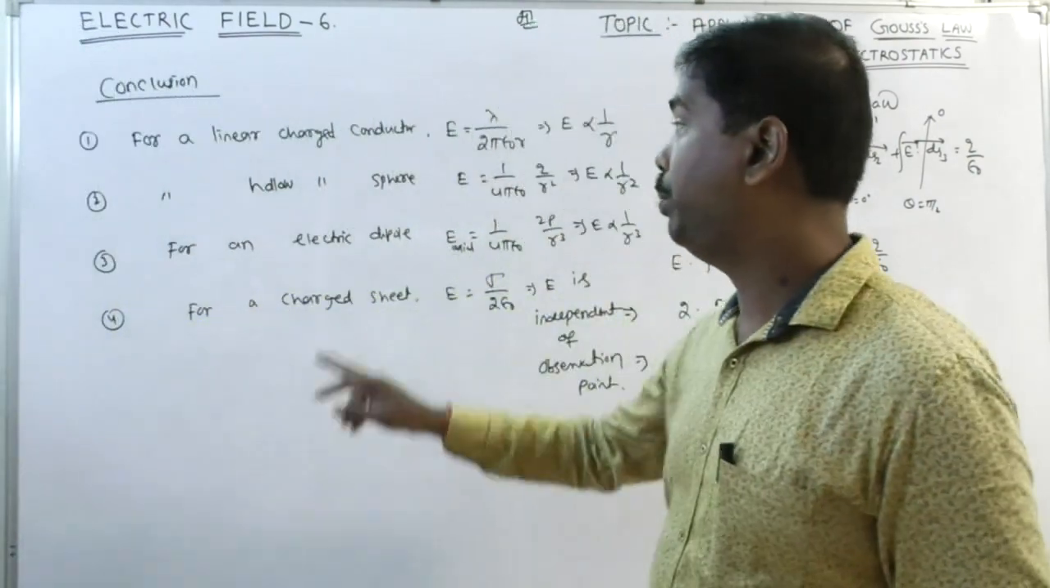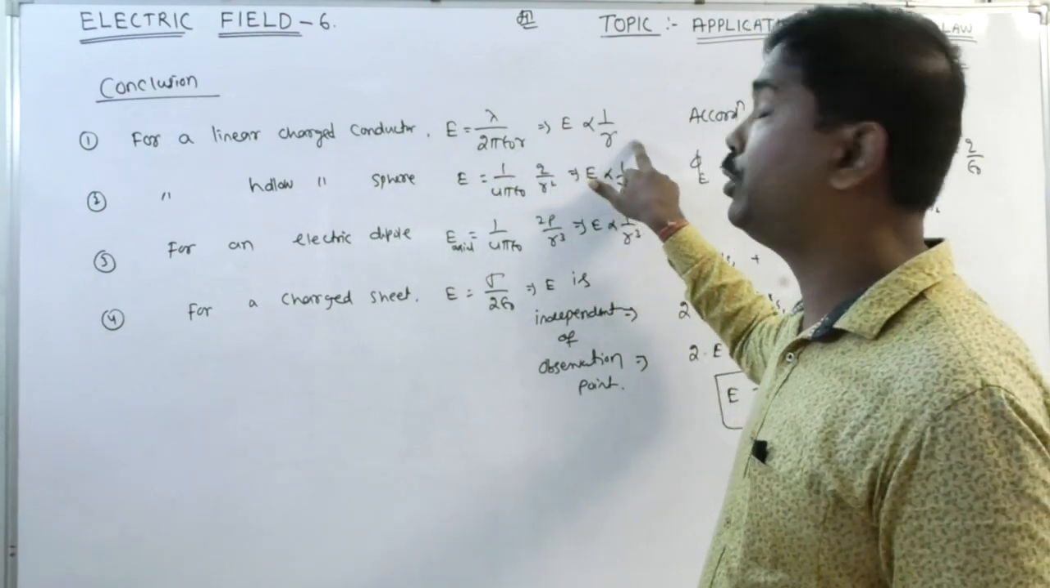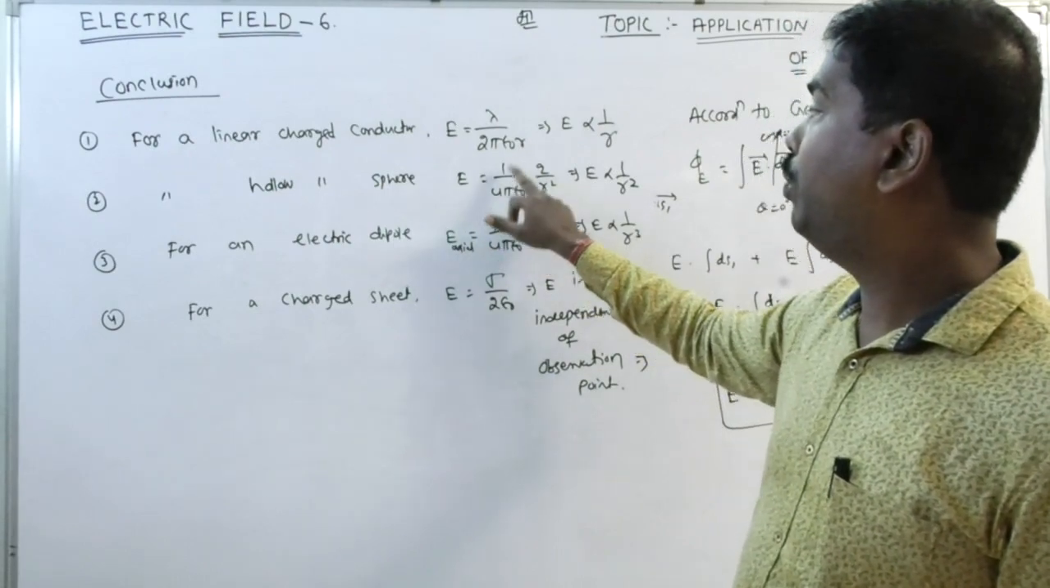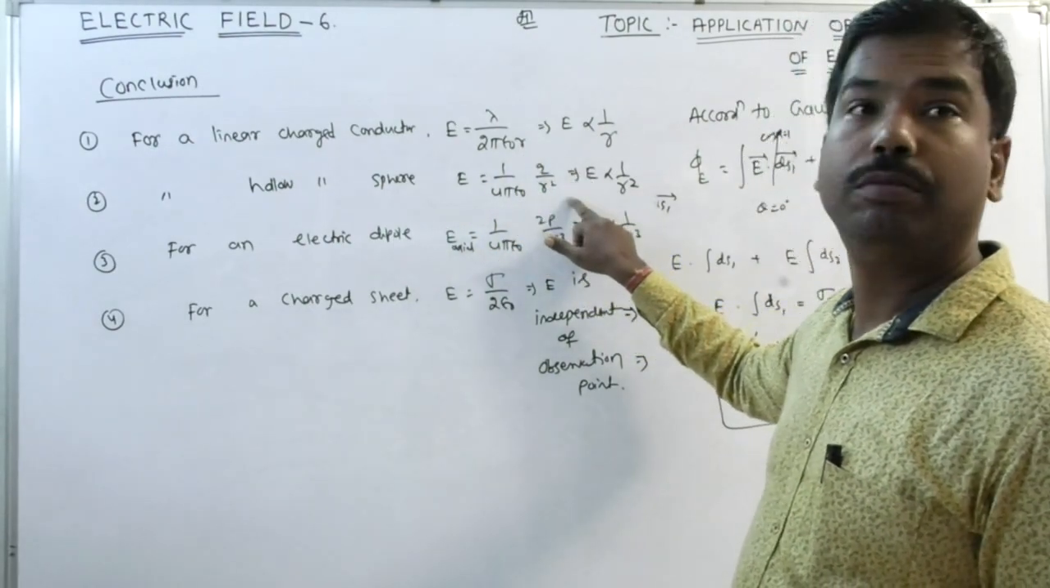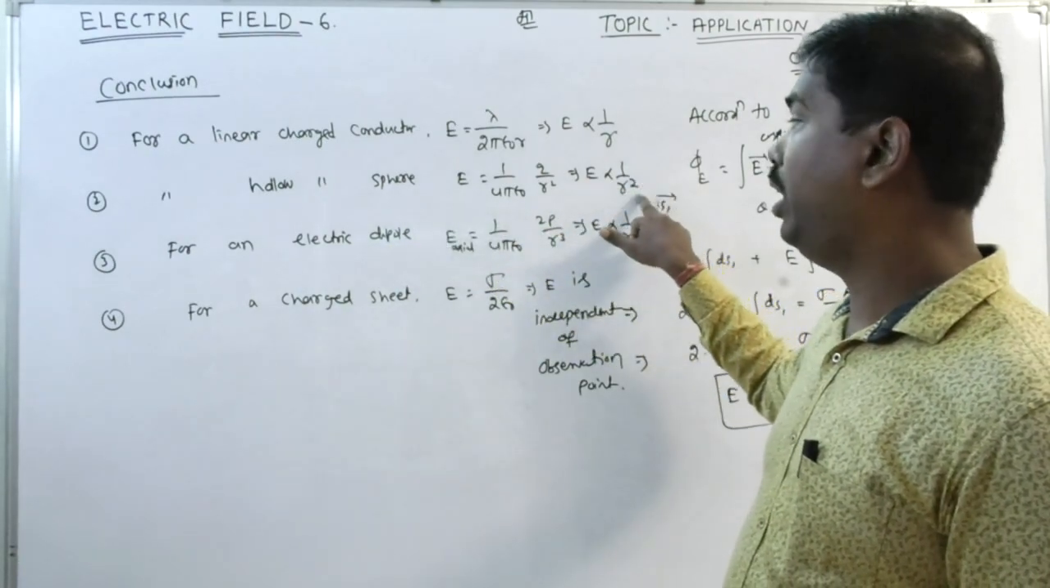Listen to me. Again I am repeating. For a linear charge conductor, E is equal to lambda by 2 pi epsilon 0 r. Hence E is proportional to 1 by r. For a hollow sphere, E is equal to 1 by 4 pi epsilon 0 q by r square, on the surface, not inside. So E is proportional to 1 by r square.